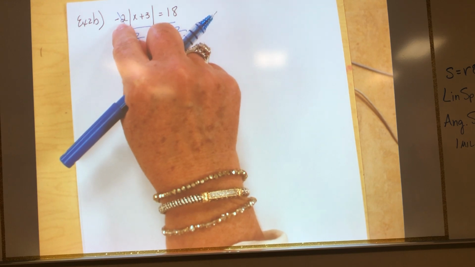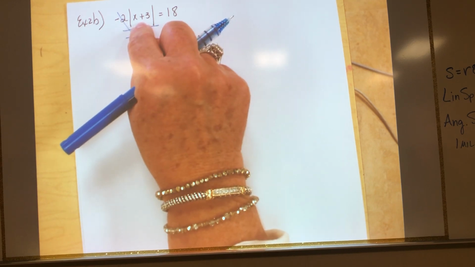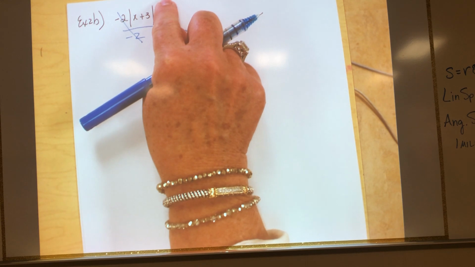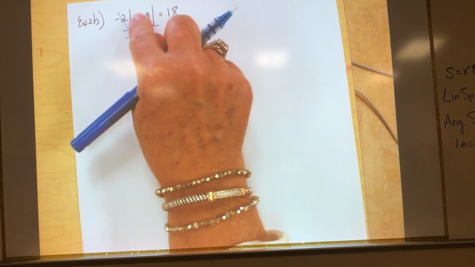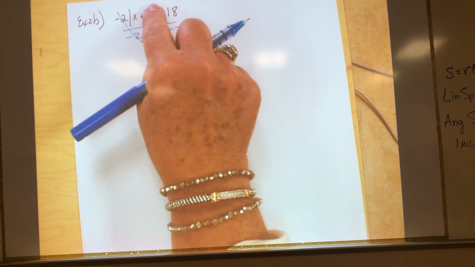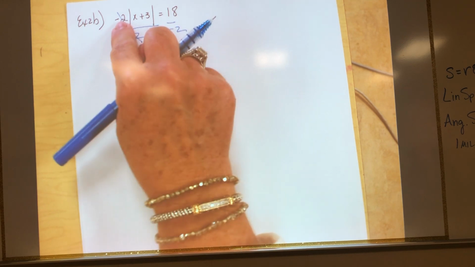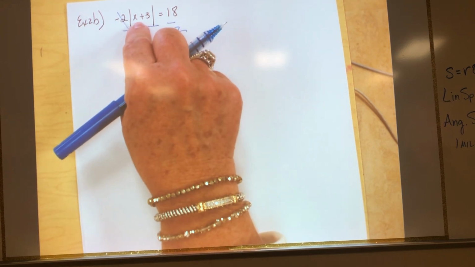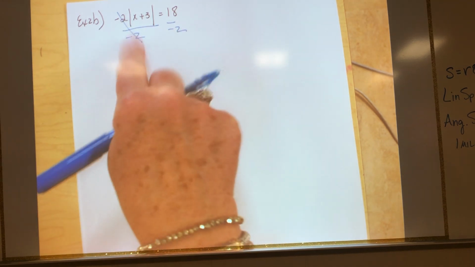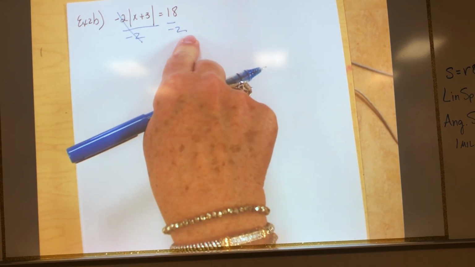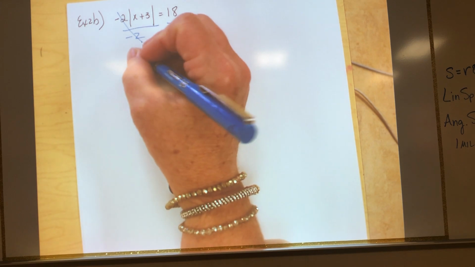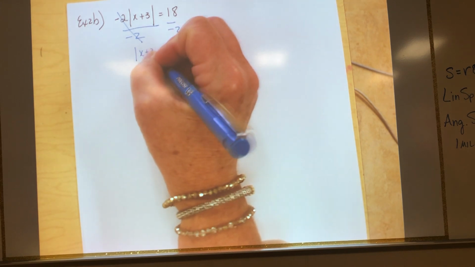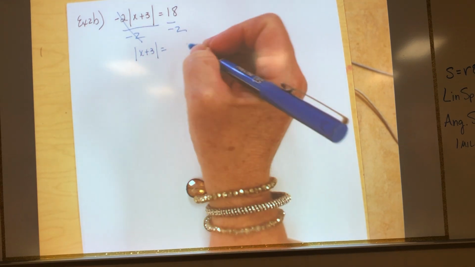You would end up with negative 2 times the absolute value of x plus 3 plus 2, okay? So adding 2 will not get rid of this negative 2, because this negative 2 is multiplied. How do you get rid of something that's multiplied? You divide. And what you do to one side, you do to the other side. Okay? So now my problem looks like this. What's 18 over negative 2?